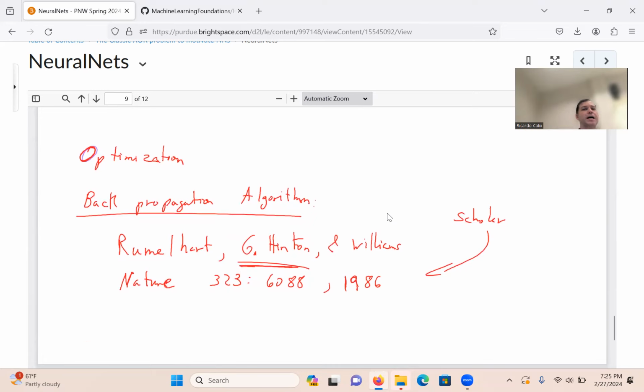The backpropagation algorithm, you can Google it now if you want to start reading. The paper was Rumelhart, Geoffrey Hinton, and Williams, Nature, 1986. Nature Letters, I think it is. You can take a look at this paper. If you ever wonder what a seminal paper looks like, it's an amazing paper.